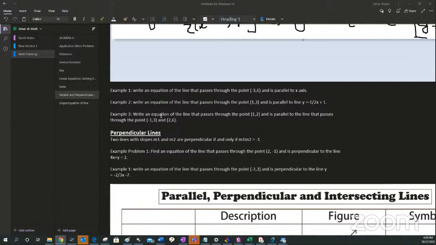I'll give another maybe 2 minutes, then we move on to perpendicular. If you have homework questions, we'll do that. So let's try example 3 for 2 more minutes.